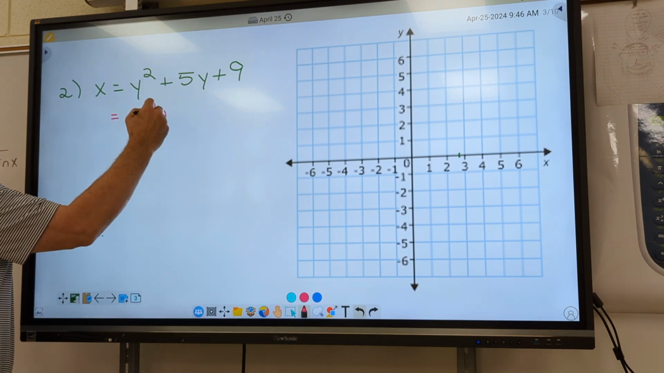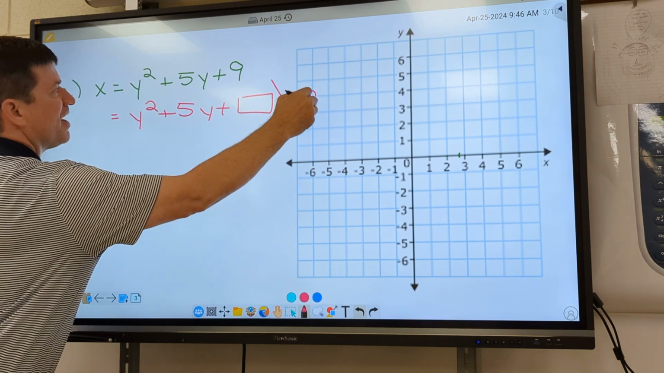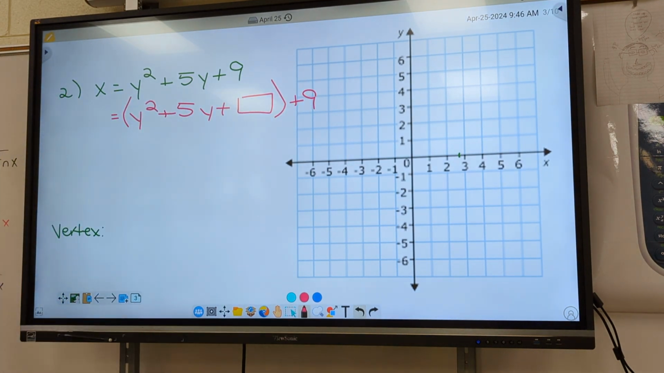You got y squared plus 5y, then your box. Remember, move that plus 9 down out of the way. This one has decimals. It's okay. Josh, Caitlin just said that. So if you guys use your calculator, fill in the box. Anybody need a calculator?